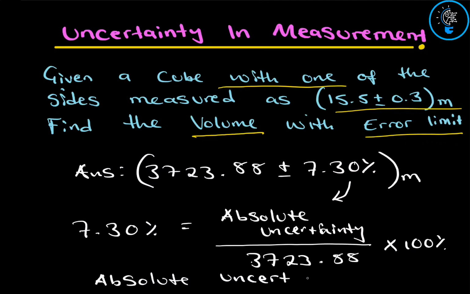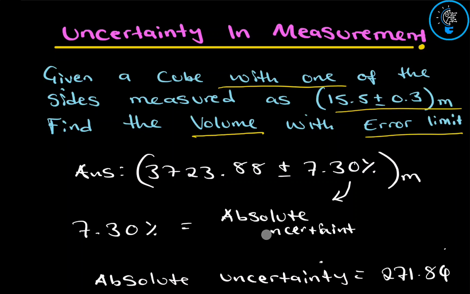So to work this out, your absolute uncertainty will be equal to 7.30 times 3723.88 divided by 100, and that will give us 271.84. Let me double check my work. Okay, so that's my answer.